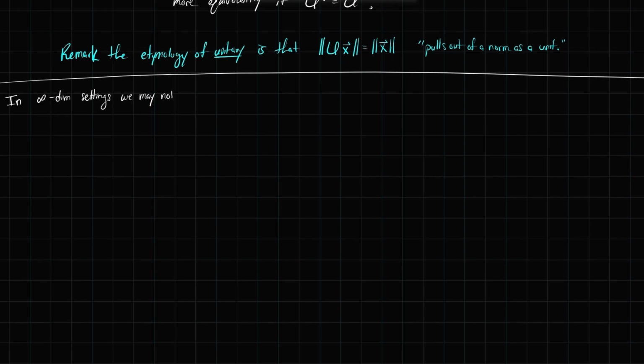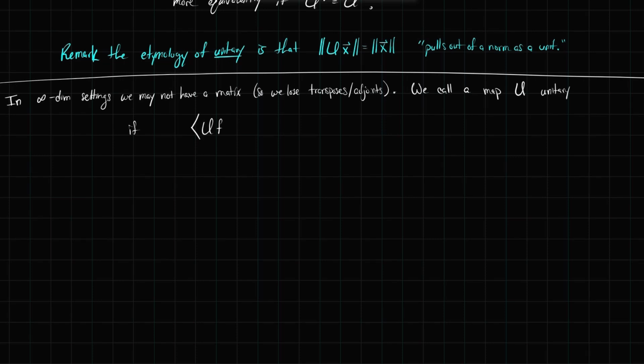Okay, which means we may not have a matrix. So we lose transposes or adjoints, at least in the way I've defined them earlier. We call a map U unitary if the inner product of U against a function and then another function, for infinite dimensions these are basically the function spaces, right, is equal to f against U on g for every possible f and g in whatever vector space we happen to be in.